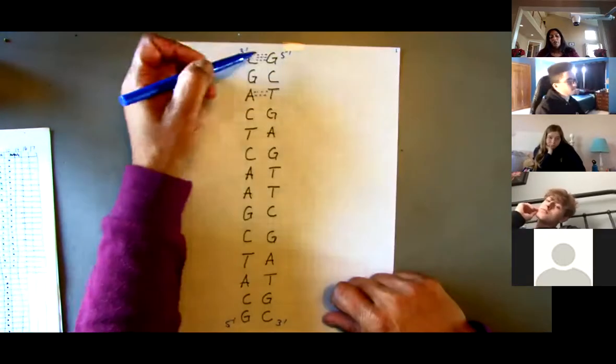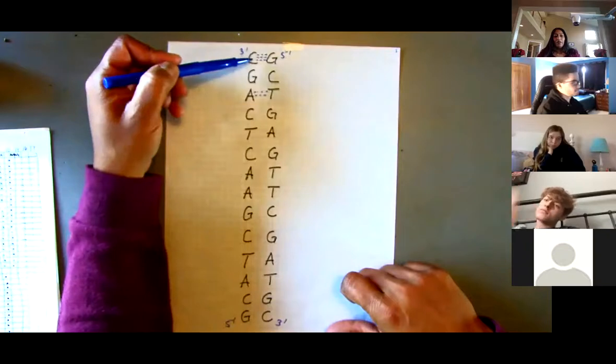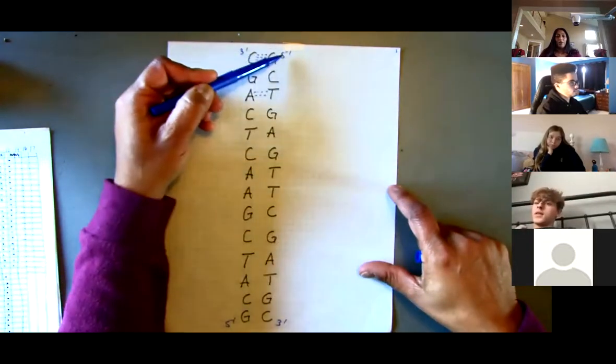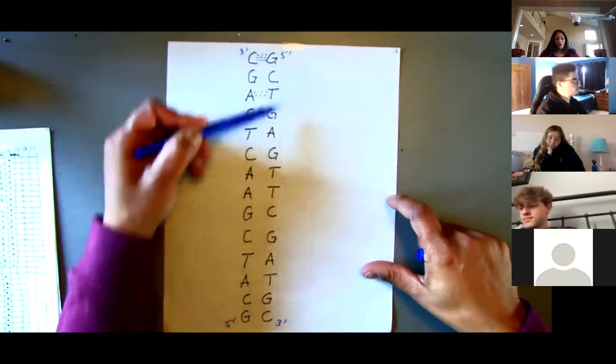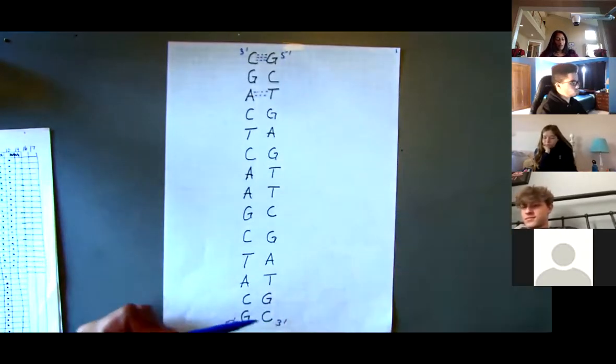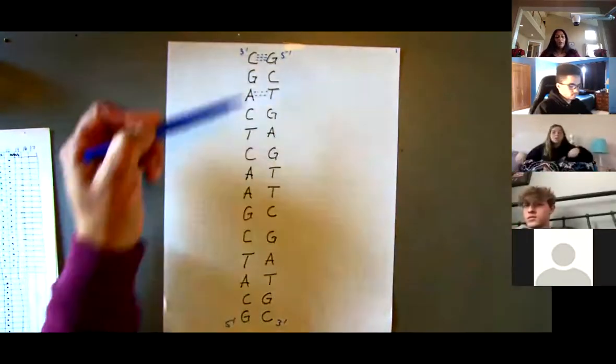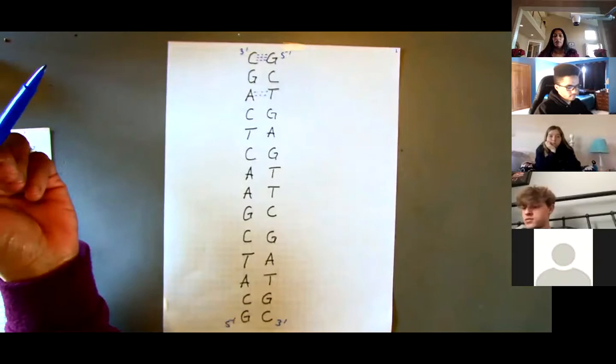You also will see that I've left the phosphates and the sugars off, but I did label the ends 3' and 5'. So here's 5', so then the bottom has to be 3'. This is 5', that has to be 3'. Doesn't this show anti-parallel by me just labeling the ends, right?